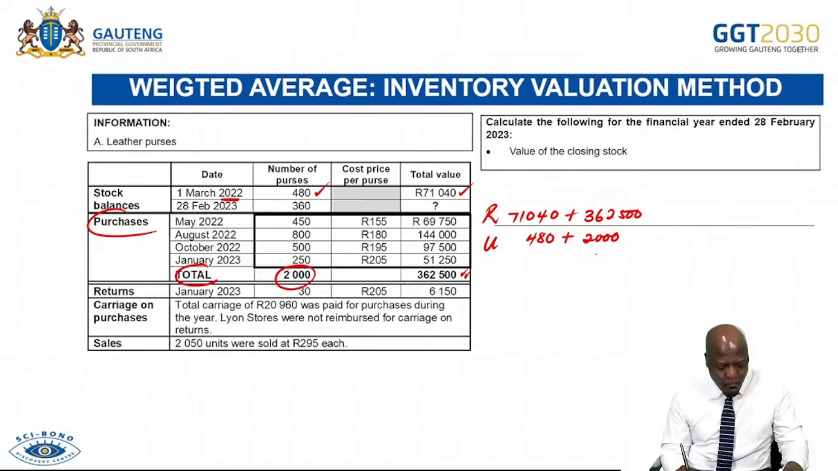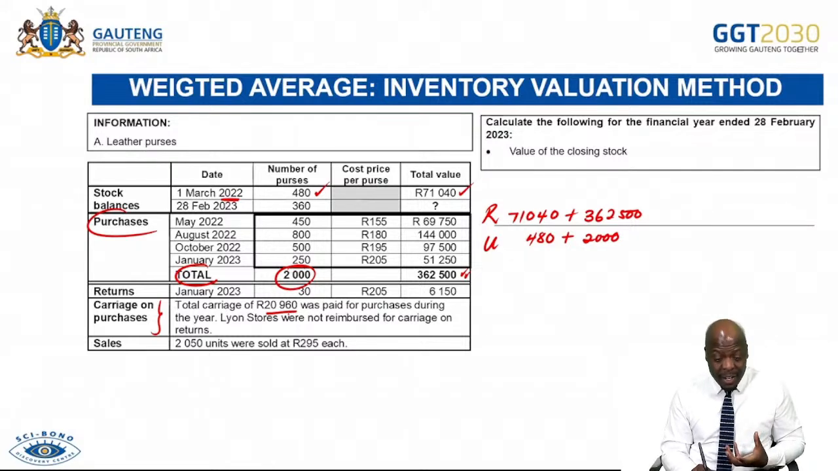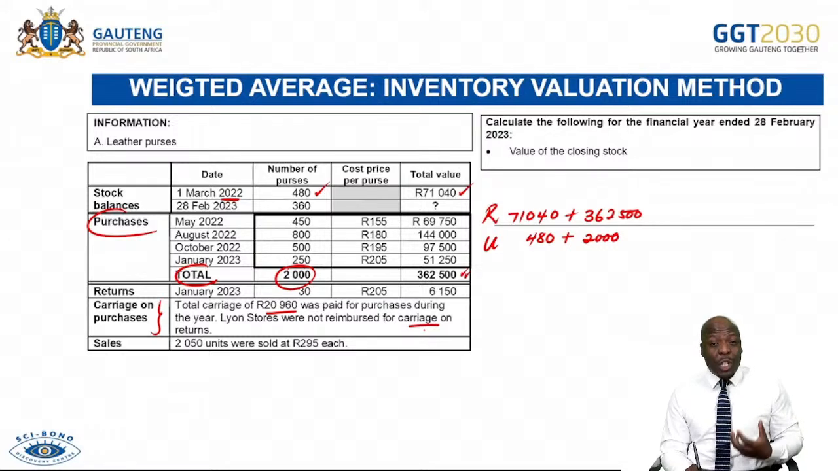Then I'll now go on again, and then I'll say carriage. Here is the information on carriage. Total carriage of 20,960. So this is the total carriage that was paid for purchases during the year. Lion stores were not reimbursed for carriage on the returns. So that means when I subtract my returns, I'm not going to consider the carriage. I'm going to show you how we do that.